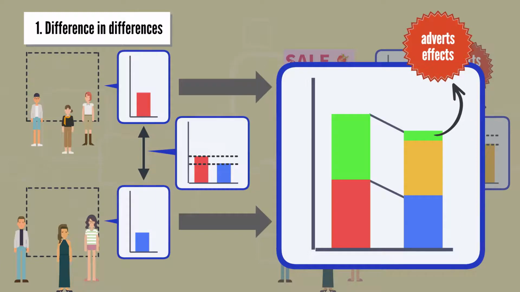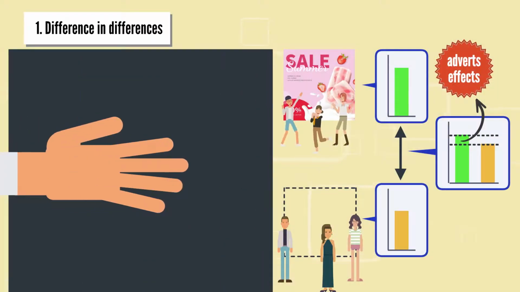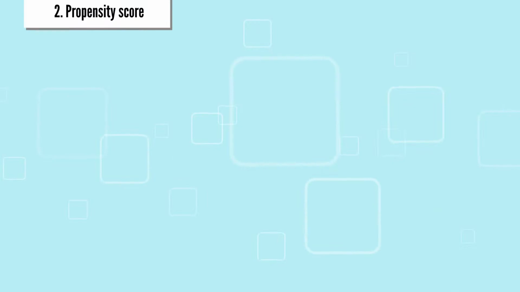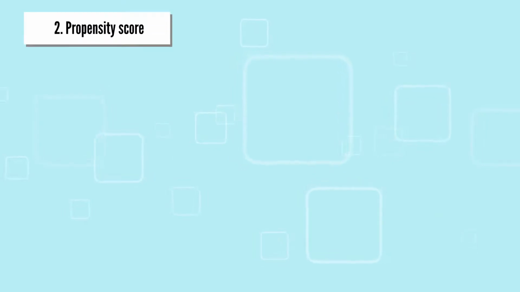Difference in differences corrects the bias of the people in each group by considering the prior level. However, this method cannot be used if the only available information is that people purchased the product after being exposed to the advertisement. 2. Propensity score.